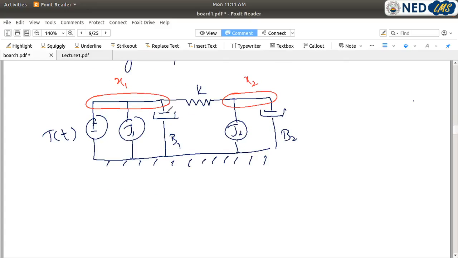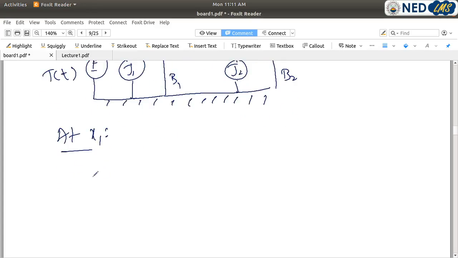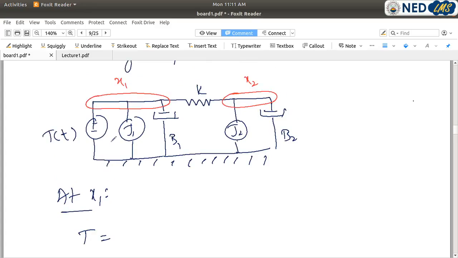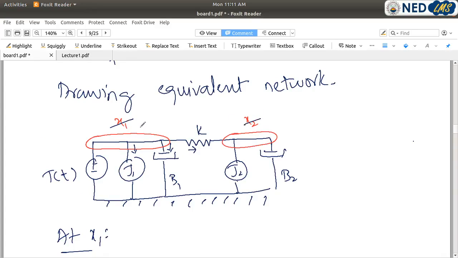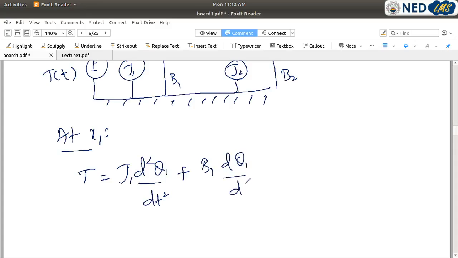So now writing the equation of motion by using the torque displacement equation. Writing at X1, the applied torque, which is towards the node, is equivalent to the torque due to J1 away from the node, this B1 and this K. Sorry, this is actually theta 1 and theta 2. I'm sorry. So the applied torque is J1 d square theta 1 by dt square plus B1 d theta 1 by dt plus K times theta 1 minus theta 2. This is equation number 1.